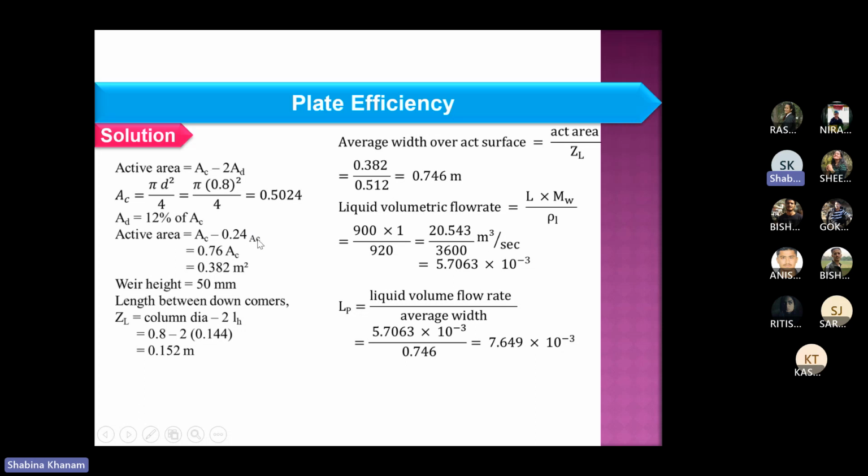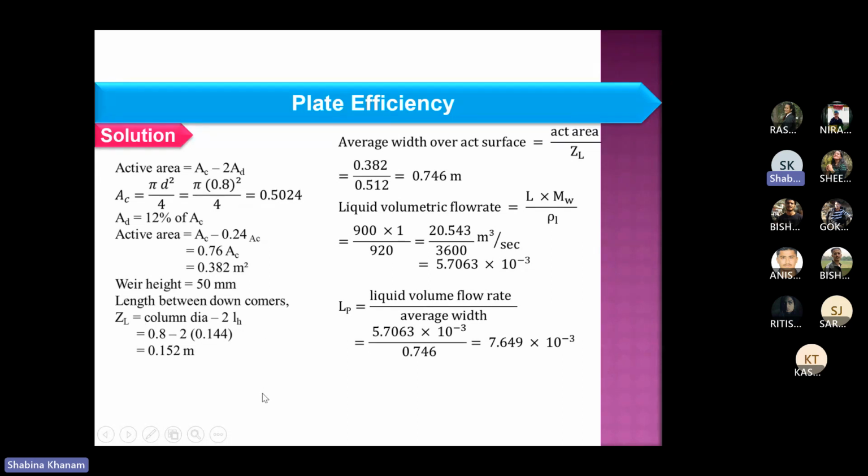We can calculate the active area. So 12% is Ac, this Ac should be beside this, capital A and subscript c, as you can see over here. So the column area into 0.76 would be the active area, and that is coming as 0.382 square meter. Weir height, when I'm considering, that is 50 mm, we have already discussed.